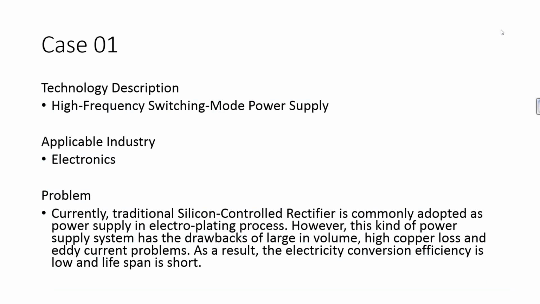High frequency switch mode power supply. The industry is electronics. The problem: currently, the traditional silicon controlled rectifier is commonly adopted as the power supply in the electroplating process. However, this kind of power supply system has many drawbacks: large volume, high copper loss, and eddy current problems. As a result, electricity conversion efficiency is low and lifespan is short.